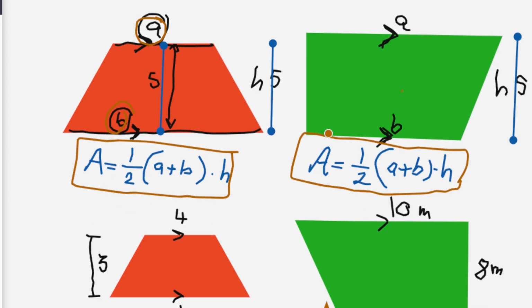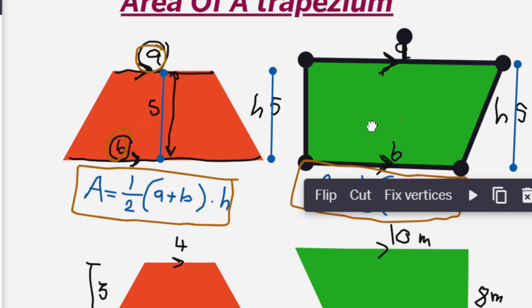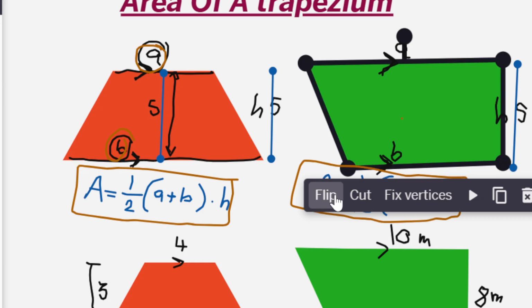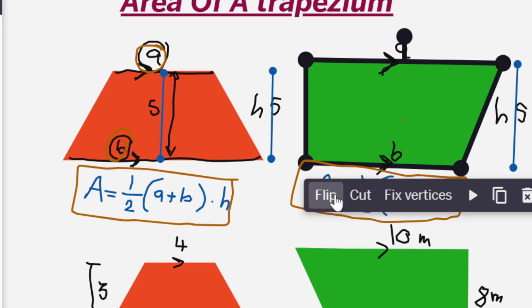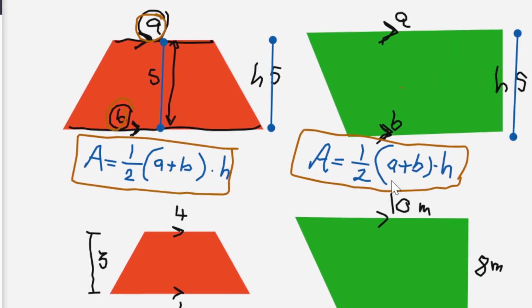Before we look at the example, there is an important thing. If the shape looks like this, it's a trapezium. If we flip the shape, it's still a trapezium. So look at this one here. If we flip it here, that's still a trapezium. It doesn't change anything. So this is what I wanted to mention.